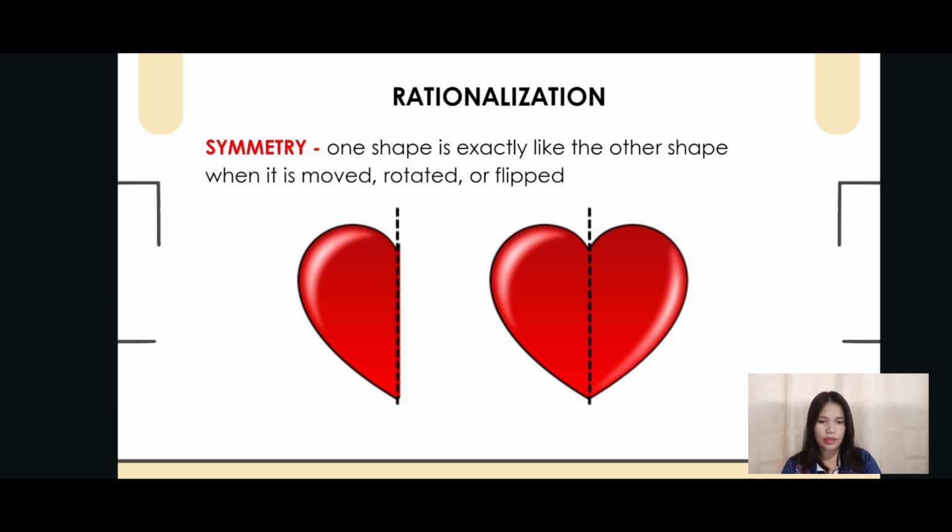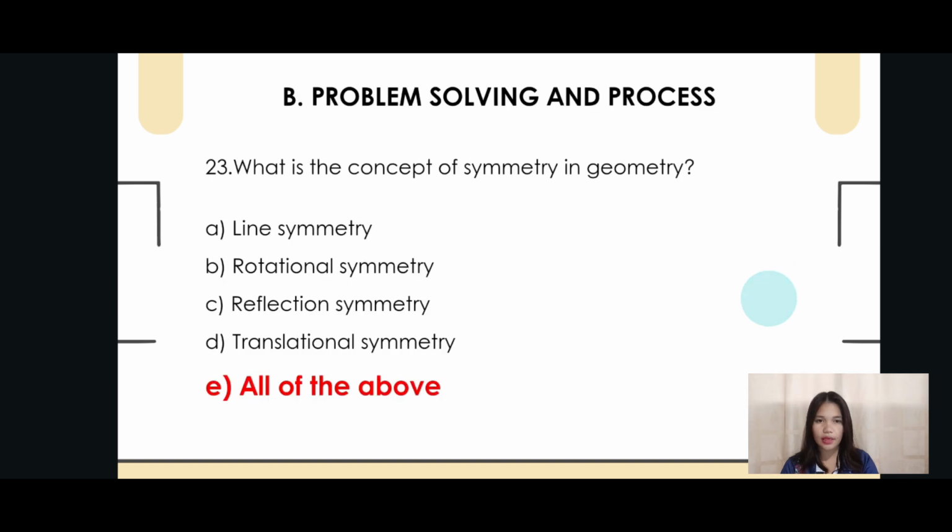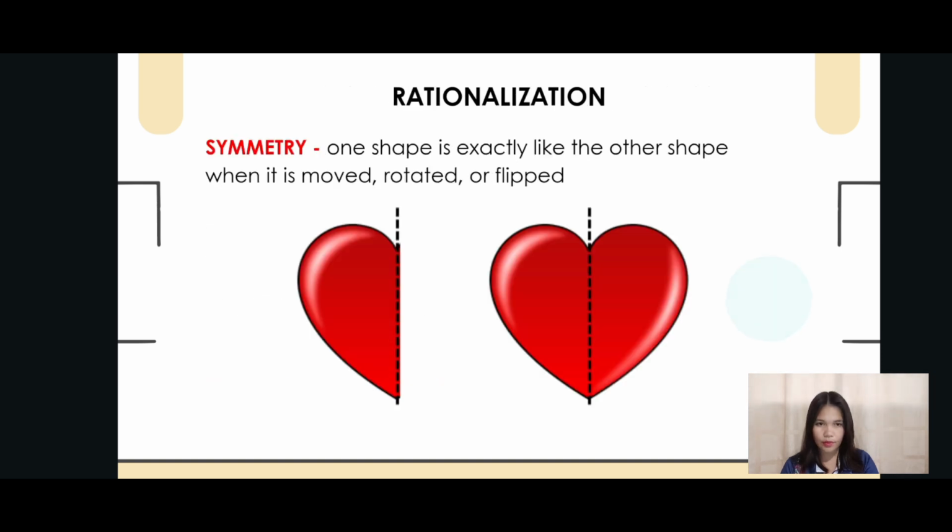So symmetry in math is defined as a mirror image. When an image looks identical to the original image after the shape is turned or flipped, then it is called symmetry. It exists in patterns.